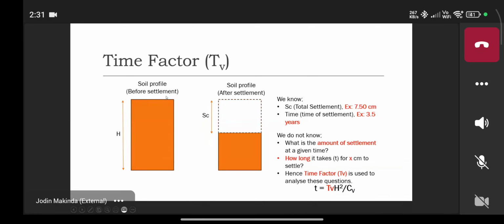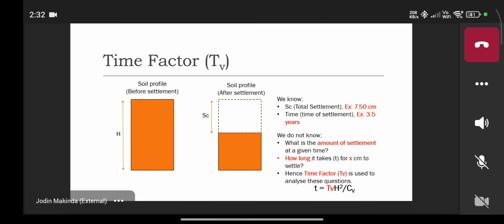So if you look into the soil profile here, before settlement, the thickness of the clay is H meter, before construction or before settlement. After the construction, soil will settle. There is a reduction of thickness, which is what we call the settlement, equivalent to the amount of SC.